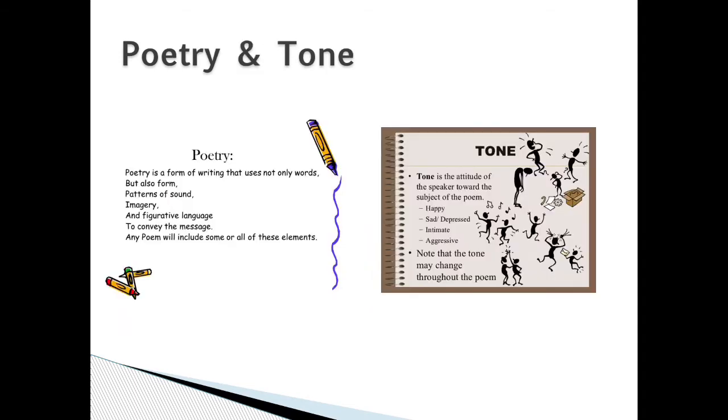Poetry is a form of writing that uses not only words but also form, patterns of sound, imagery, and figurative language to convey a message. Any poem will include some or all of these elements. The tone is the attitude of the speaker towards the subject of the poem. Are they happy, sad, depressed, intimate, aggressive? Note that the tone may change throughout the poem.